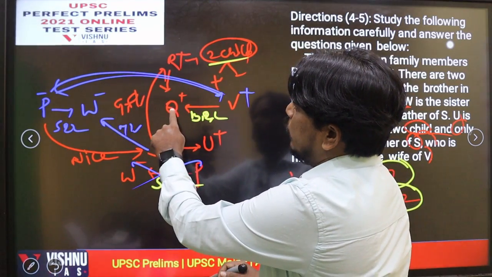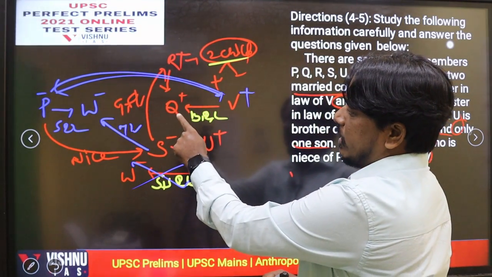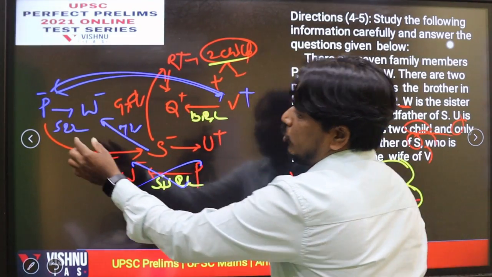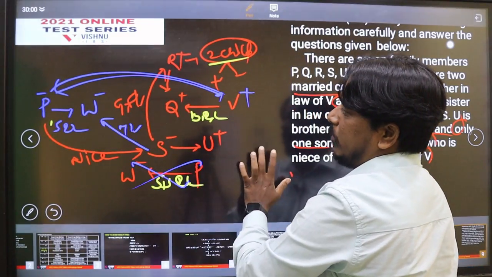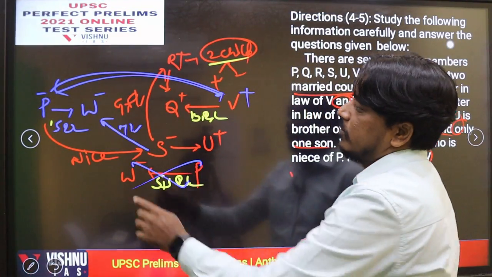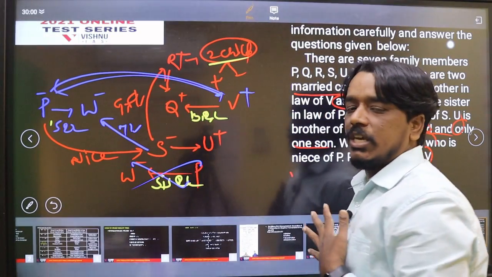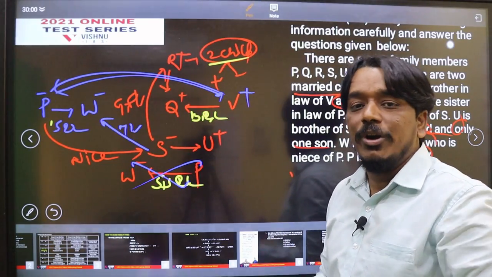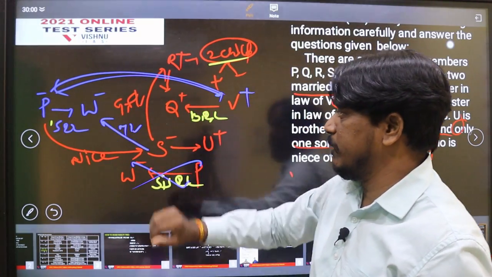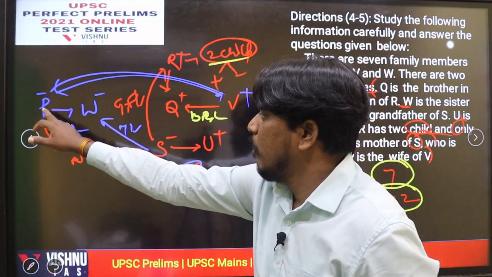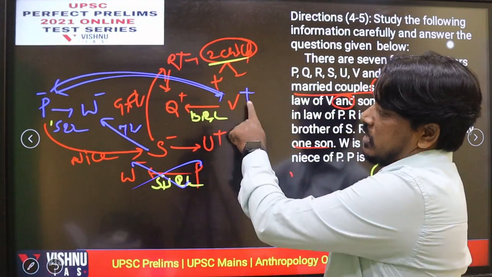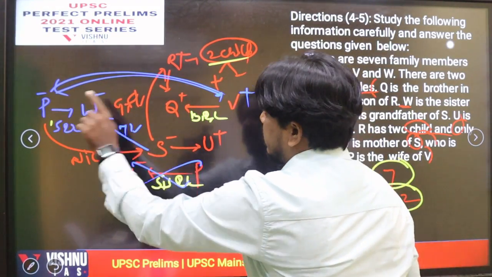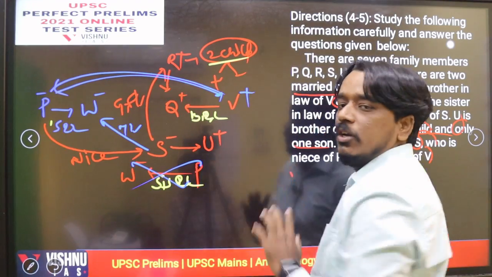Actually Q is the son of R, but this is a brother-in-law. So who is the brother-in-law here? Q is the brother-in-law of V. How is it a brother-in-law? Can you take directly that P and Q are siblings? For example, myself is Q, so I am the brother-in-law of V, and V is also brother-in-law of Q. My sister is P, myself is Q, my sister's husband we can take as brother-in-law. Or otherwise, with respect to V, my wife's brother you can take as brother-in-law.